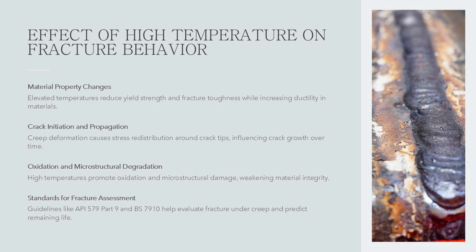High-temperature conditions also promote oxidation and microstructural degradation, further weakening the material. In components like steam lines and headers, these effects can lead to catastrophic failures if not properly assessed. Standards such as API 579 Part 9 and BS 7910 provide guidelines for evaluating fracture behavior under creep conditions, emphasizing the need for accurate material data and stress analysis to predict remaining life and prevent unexpected breakdowns.